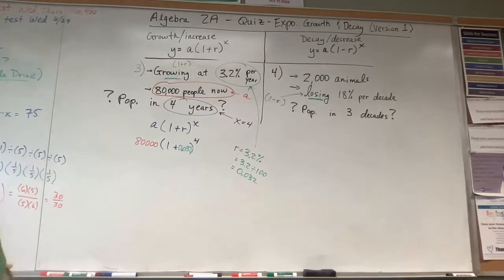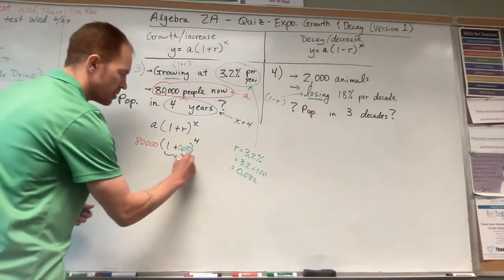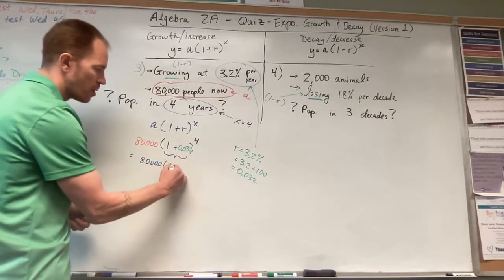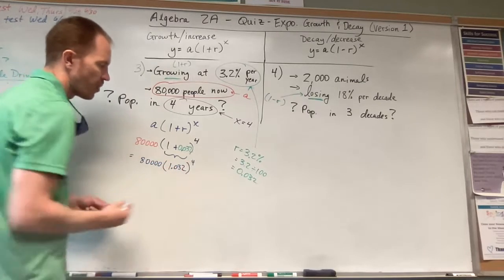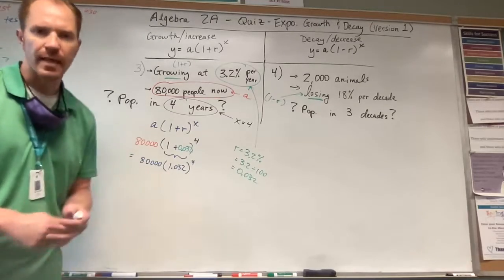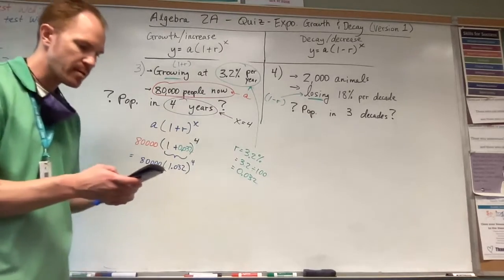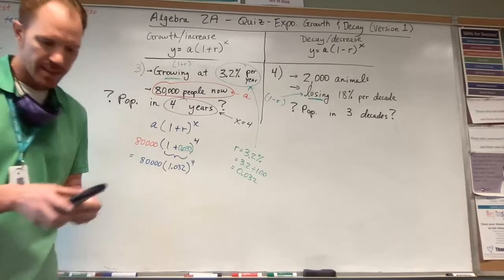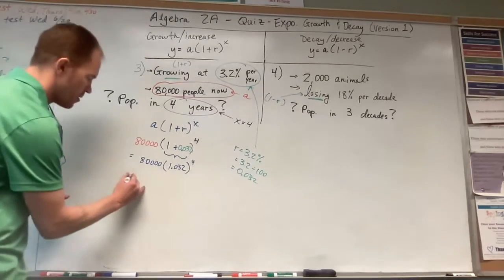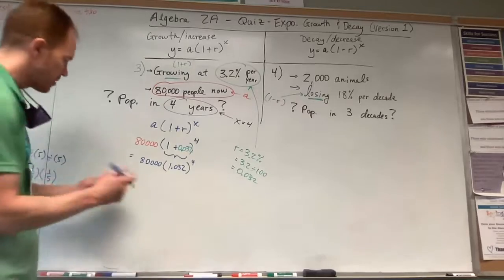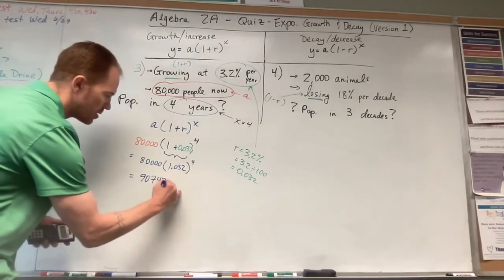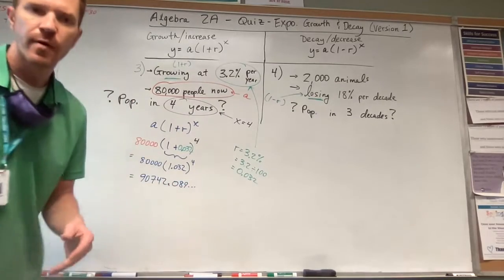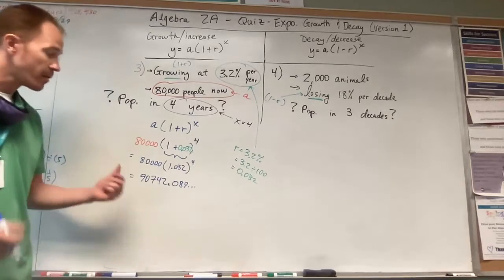So I'm going to do the 1 plus that. So that's going to become 1.032 to the 4th power. I'm just going to do all of this now on the calculator. 80,000 times 1.032 to the 4th power. And it's given me 90,742.089. It keeps going.